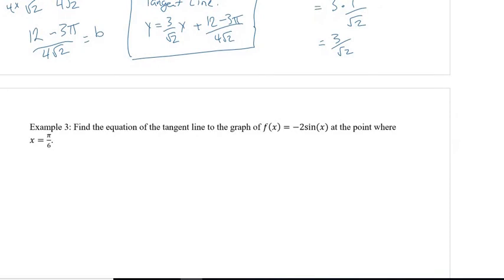Let's try another one. This one says, find the equation of the tangent line to the graph of f of x equals -2 sine x at the point where x equals pi over 6. So same basic idea. We need to find y equals mx plus b. So x is going to be equal to pi over 6. Y is going to be f of pi over 6, or -2 times sine of pi over 6.